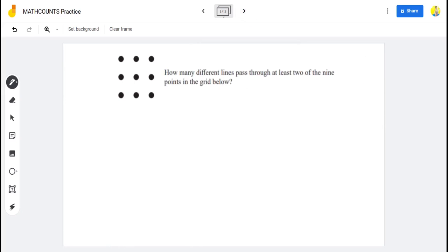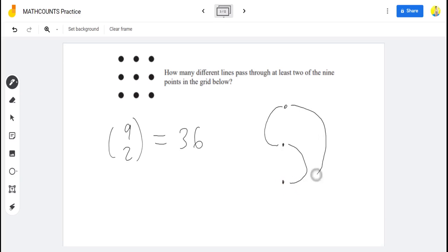How many different lines pass through at least 2 of the 9 points in the grid below? So to count this without restrictions, we basically just do 9 choose 2, since 2 points form a line. 9 choose 2 equals 36. However, we overcount some. Since for every 3 points that are in a line, we count this one once, count this one, and then we count this one. So this means we counted this one line 3 times. So we need to subtract 2 of the 3 cases.